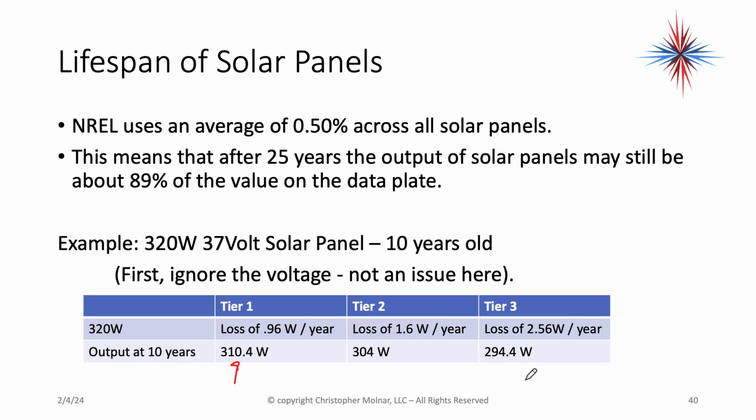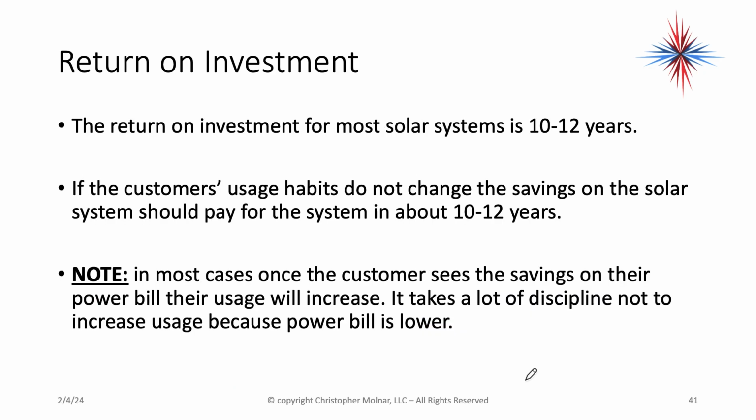Now those numbers are not excessive, but they do show that panels do degrade over time. You're going to get lower wattage output over time. The return on investment for most solar systems is 10 to 12 years. If a customer's usage habits change, do not change the savings on the solar system. They should pay for the system in about 10 to 12 years.